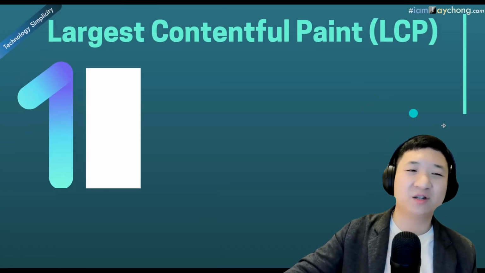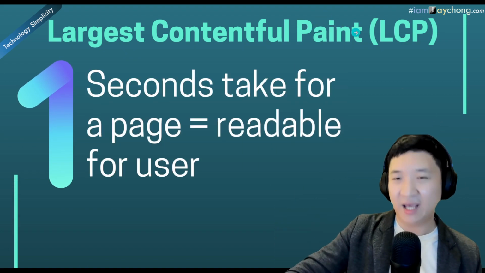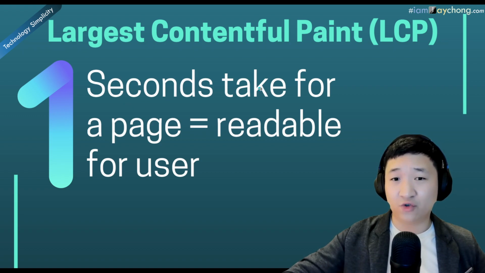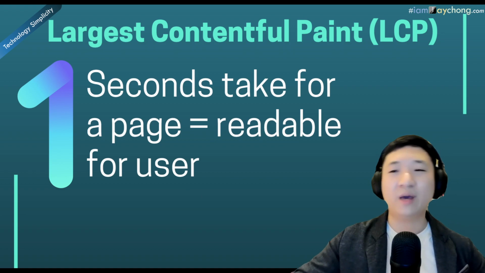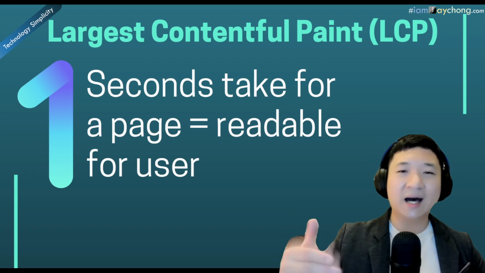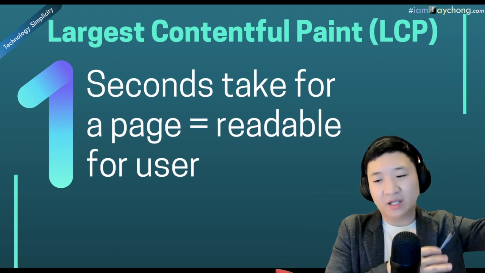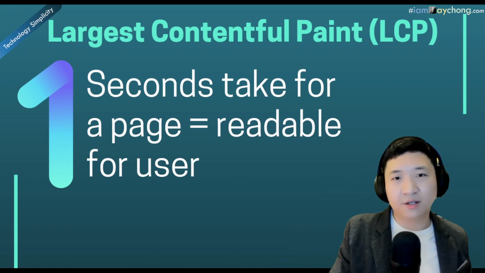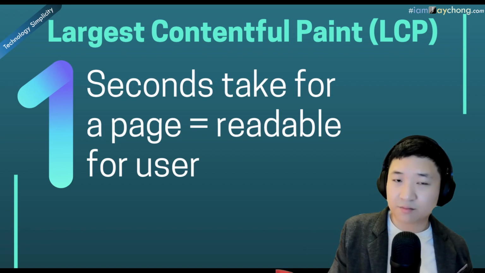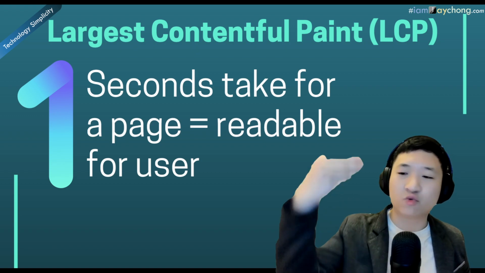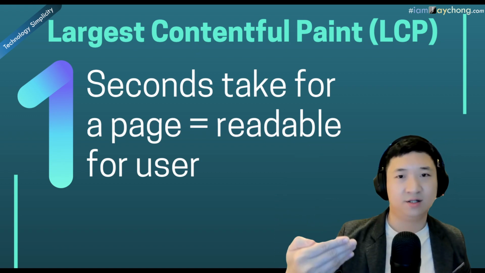Okay, let's carry on. The first thing is largest contentful paint. Put it this way: how many seconds does it take for a page to load so that it's readable for a user? You must be wondering what is readable. There are so many parts in your web page. So what is readable for a user? Your code will load thousands of lines for just one page, for example. Maybe 200 lines of it is actually pulling something and rendering something to the front.